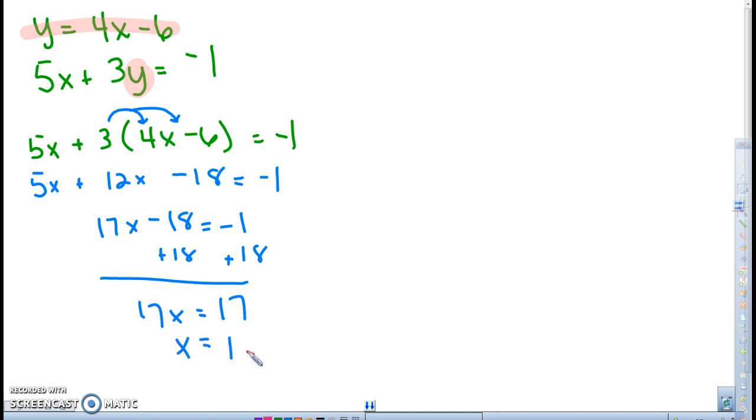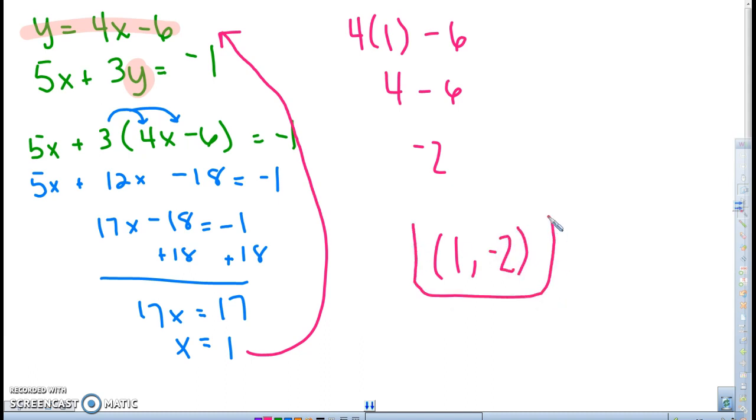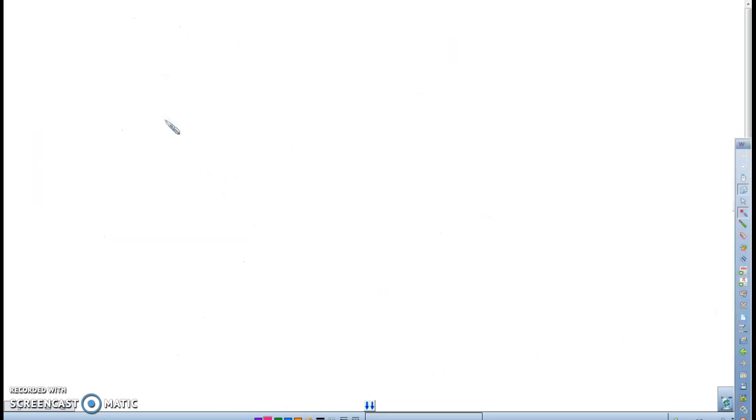Now remember, I'm not done with that. I need to plug it back into my top equation. So if I say 4 times 1 minus 6, 4 times 1 is 4, minus 6 would give me -2. So my point that I'm looking for is 1, -2. And that would be my answer. Try this next one on your own.